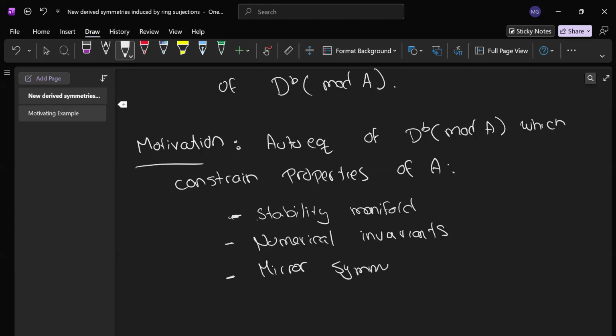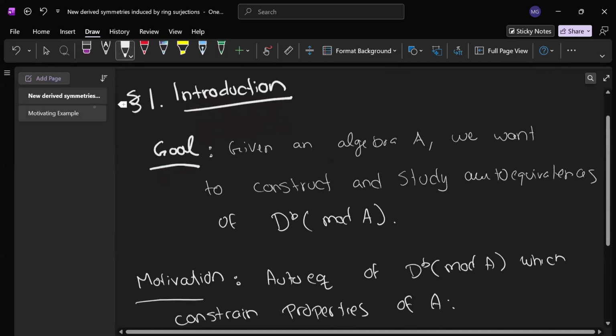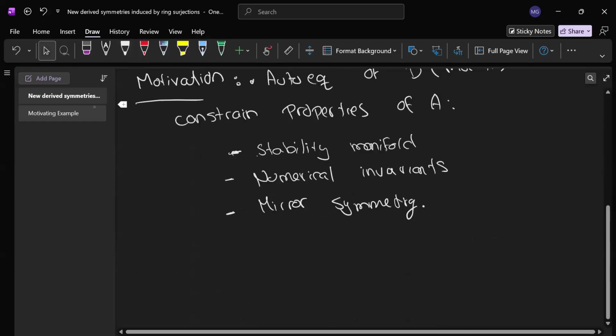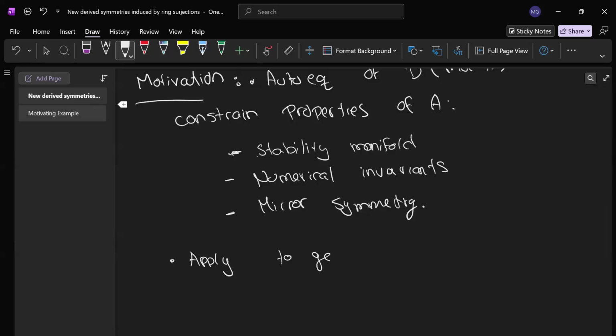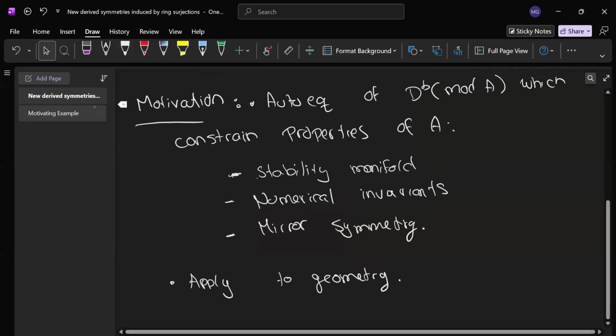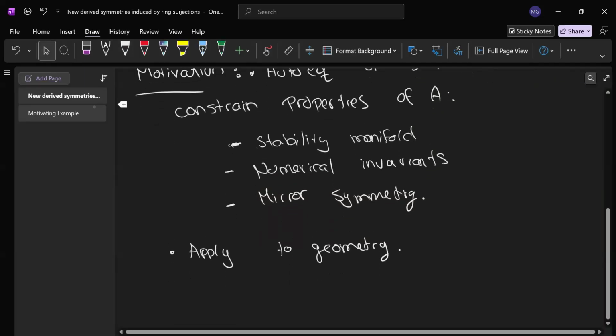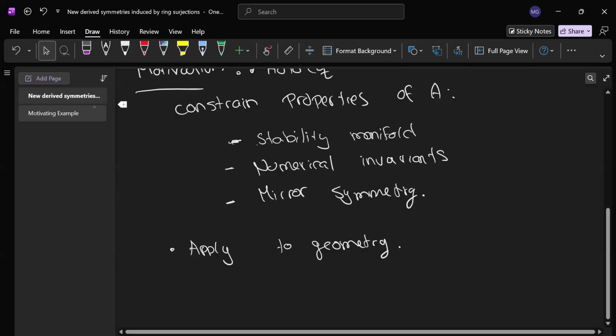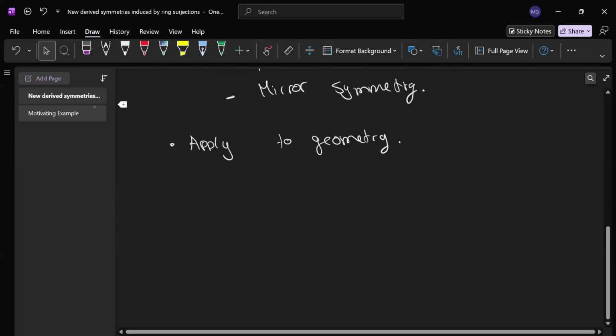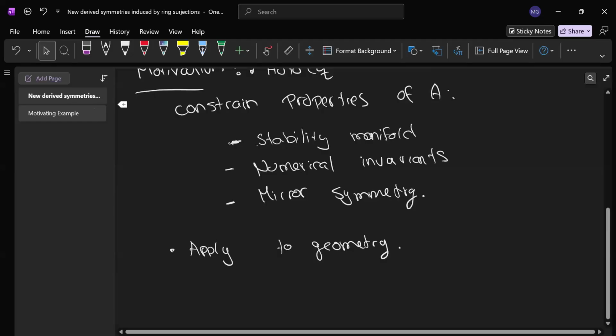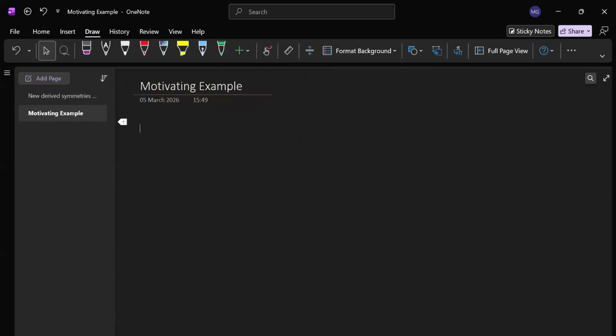Really, the other motivation for this is that we can apply this to geometry, which is something I'll maybe explain at the end of the talk. Okay, so that's our main motivation for studying these derived autoequivalences. And I wanted to start talking a little bit about a motivating example.